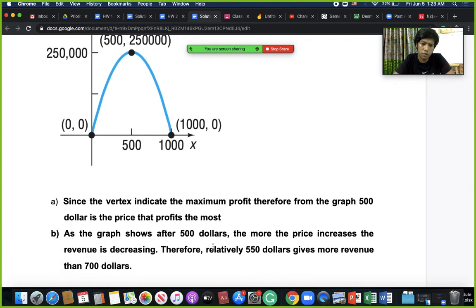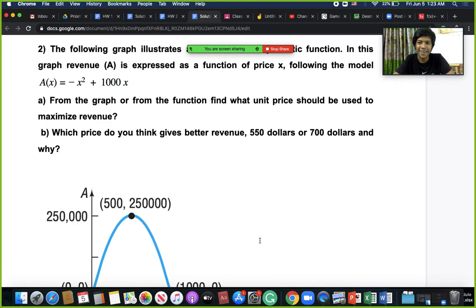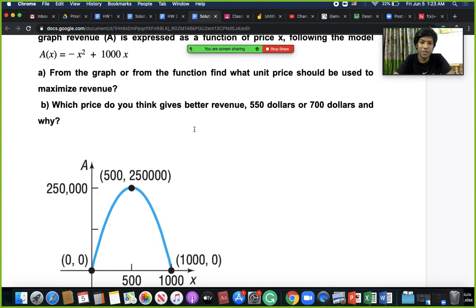As the graph shows, after $500, oh, this is the answer. So let me read the question for you. What price do you think gives the better revenue, $550 or $700? Which price will give us the maximum revenue? You can see better revenue, not maximum. Maximum is actually $500.